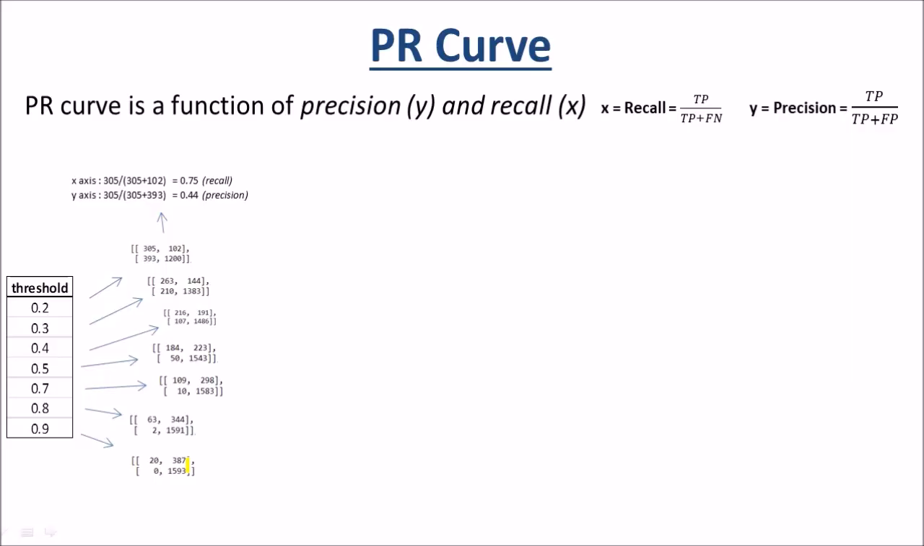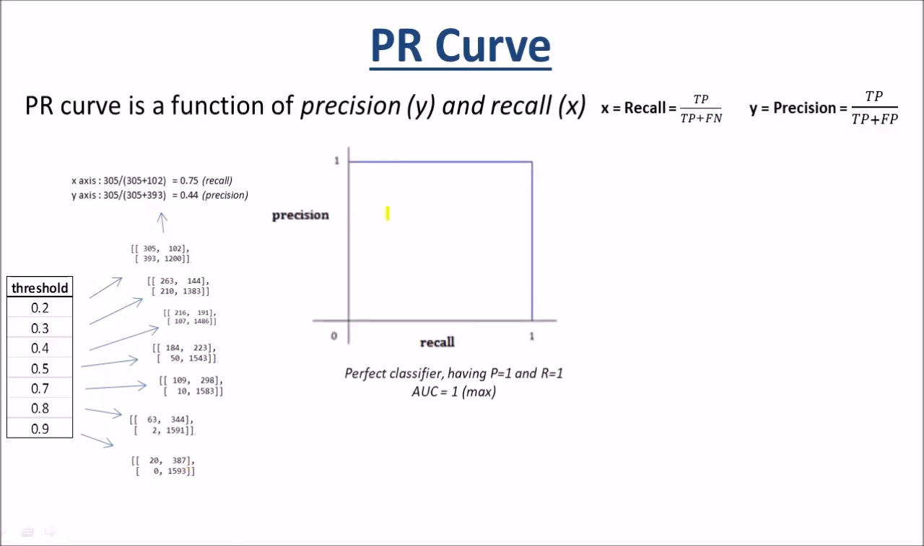Well, what does my perfect classifier look like on a PR curve? Well, it looks something like this. So a perfect classifier will have precision equal to 1 and recall equal to 1, because my perfect classifier will not misclassify any data to be negative or misclassify any data to be positive. Okay, it will only correctly predict the classes, and hence my precision and recall will both be equal to 1.